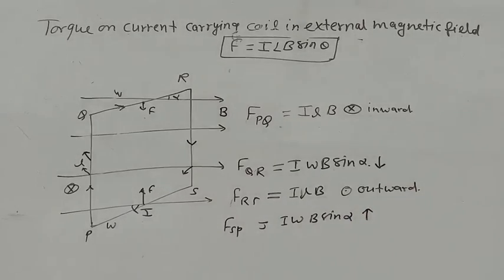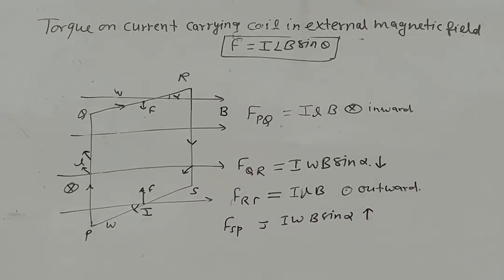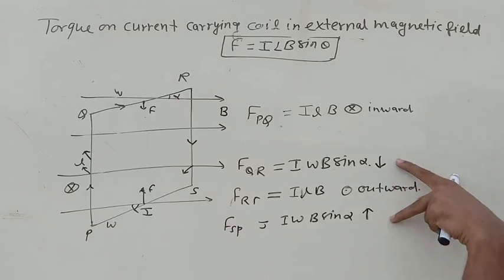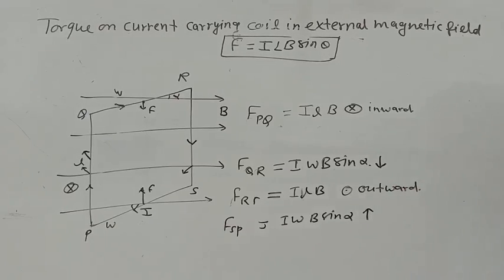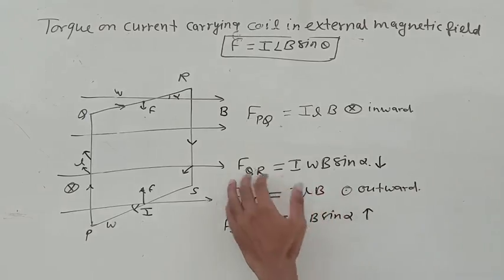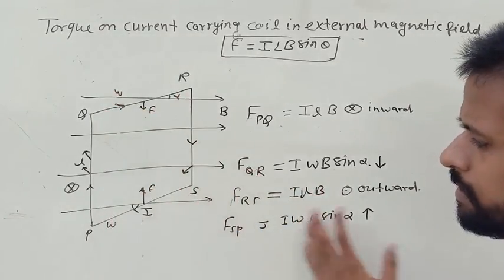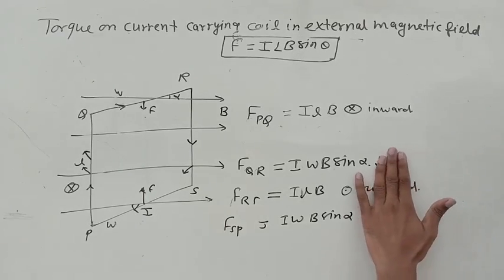So these forces are experienced by the current carrying coil. We see that force on QR is equal to force on SP and they are opposite in direction, so these two forces cancel each other. So we remove these.